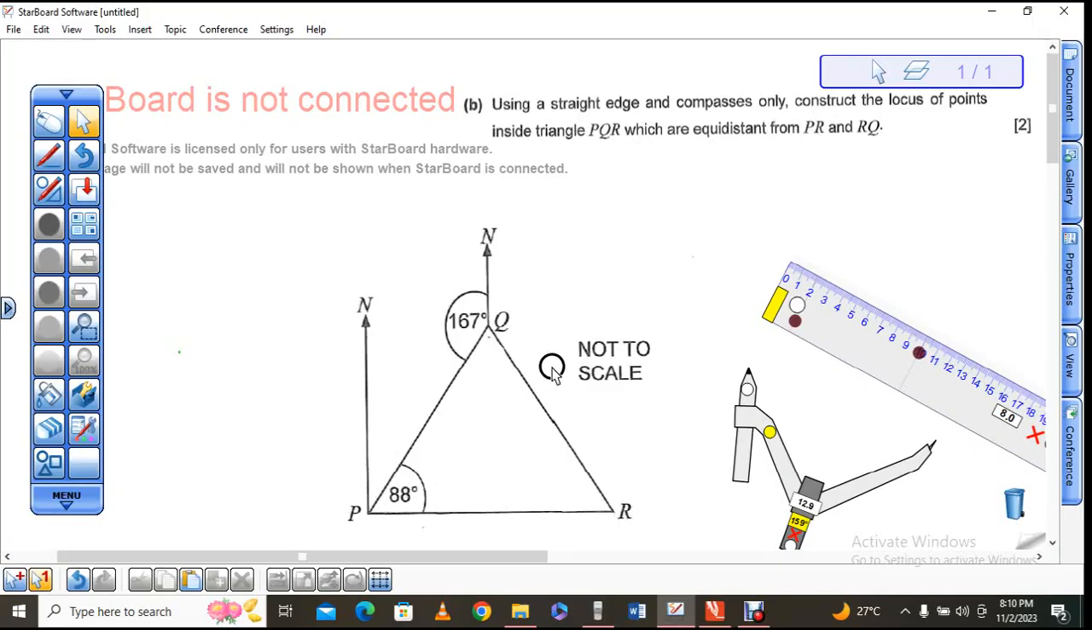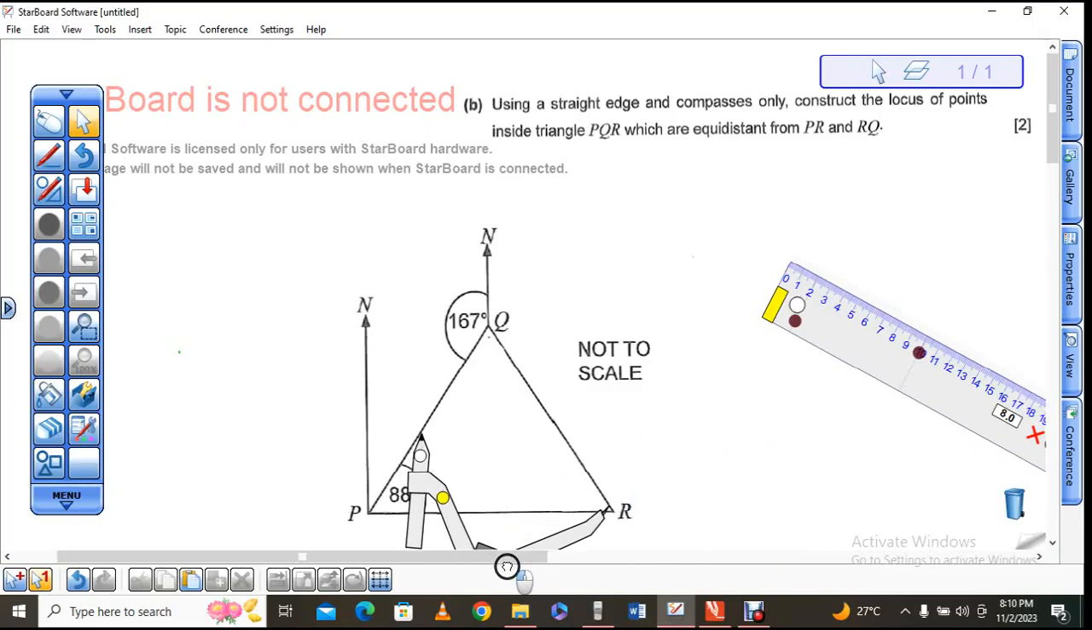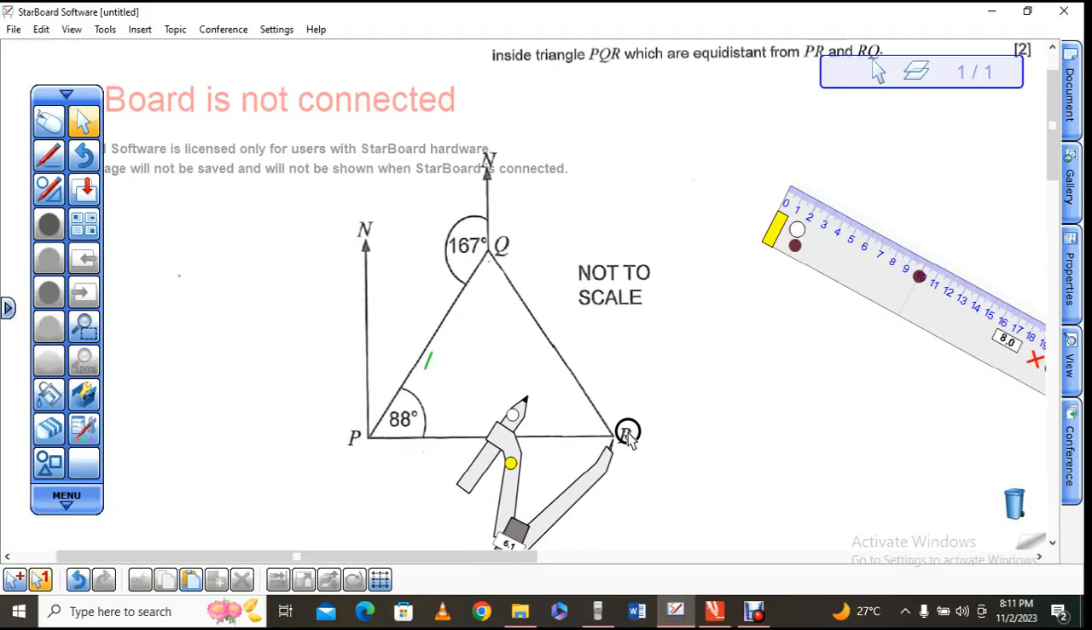PR, RQ. That means we have to bisect the angle. So if it's given to you like PR, RQ, what is common here? R. So that angle R is what we need to find. So that means I'll take my compass like so, right? Maybe I'll adjust it a little bit smaller. And I am going to make myself an arc like so.